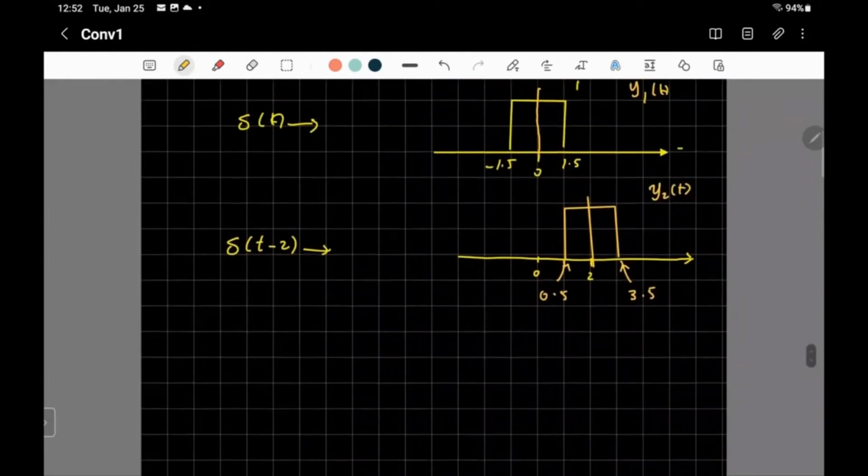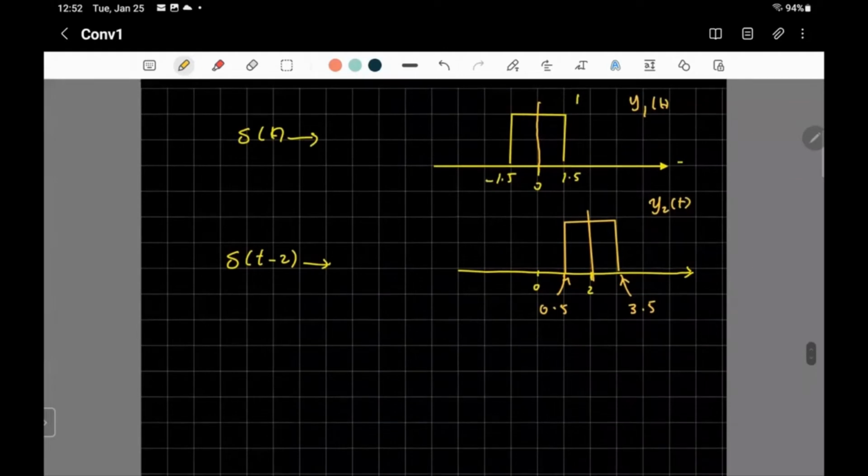So the total response, I'm going to add both of them. So let's just take it here. I will start from negative 1.5. You look for the leftmost one here. You have negative 1.5. At t equal negative 1.5, the response is equal 1 up to 0.5, right?